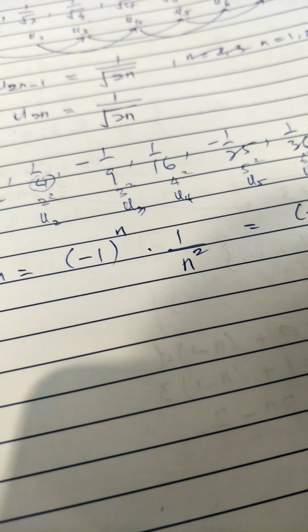Okay, now one more. I think I need bigger space. Let's say we have 1 minus 1, 2 minus 2, 3 minus 3, and so on. We need to find un. Same approach. This is your u1, u2, u3, u4, u5, u6, u7, u8, u9, and so on.